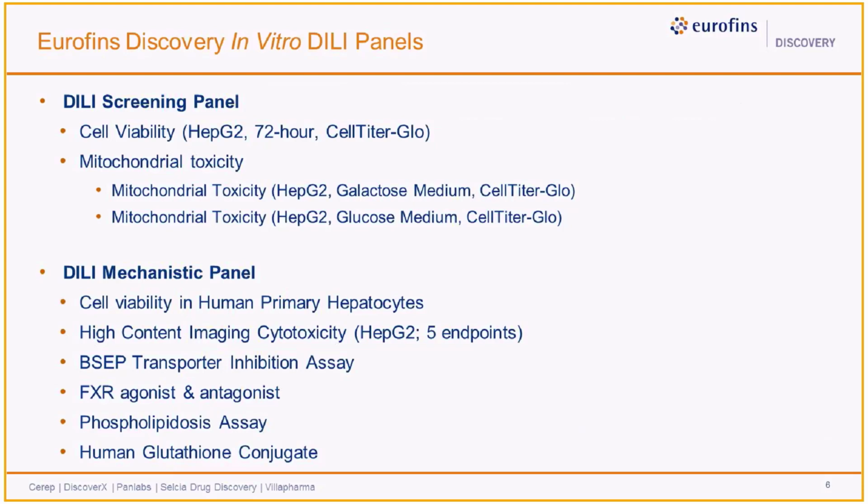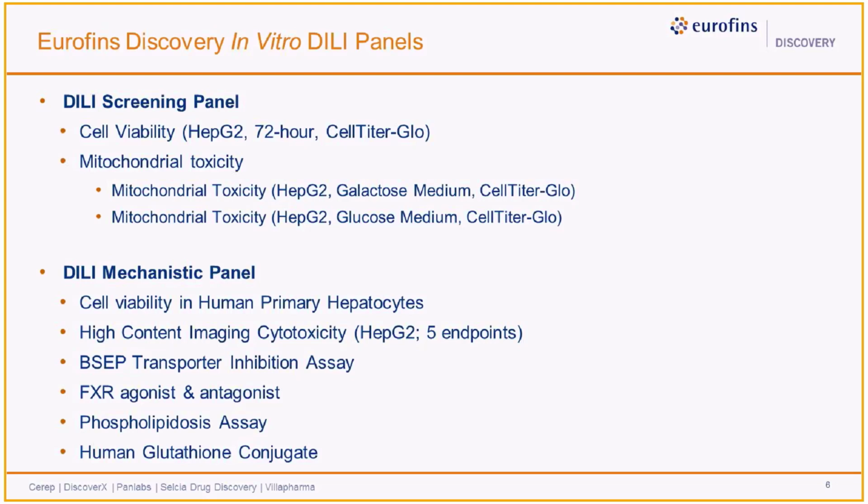The assays in the DILI screening panel are high-throughput and low-cost assays. They are suitable for large amounts of compound screening, such as compound library screening, to weed out the obvious offenders. There are three assays in this panel that assess the general cytotoxicity by running a 72-hour cell viability assay in HepG2 cells and assess the mitochondrial toxicity by running cell viability assays in HepG2 cells cultured in medium containing either glucose or galactose. The assays in the DILI mechanistic panel can reveal possible reasons that a compound causes DILI.